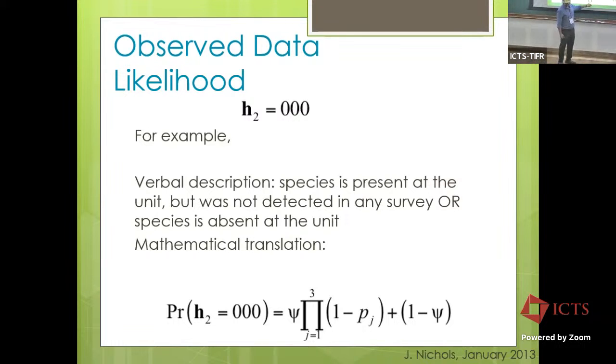J is your sampling occasion, which is going from 1 to 3. I'm saying why we have 1 minus PJ in the first one. Oh, because we didn't detect it, not even once. But we are taking in the second, like plus 1 minus psi also, that time we are also taking.